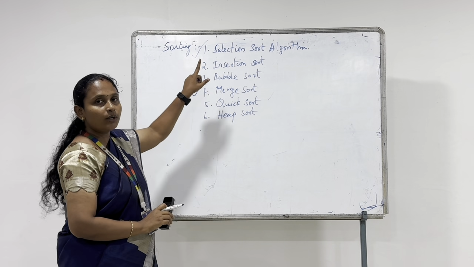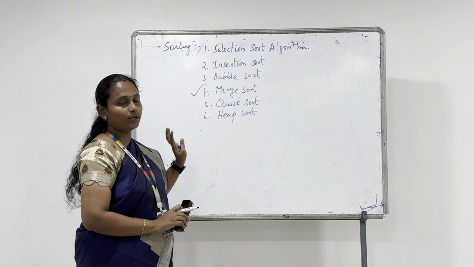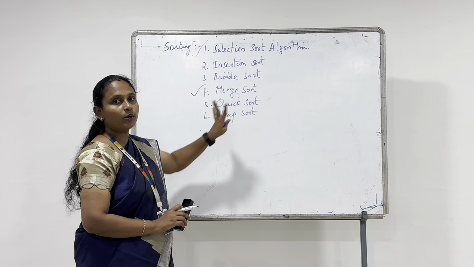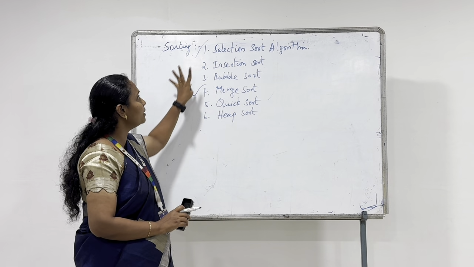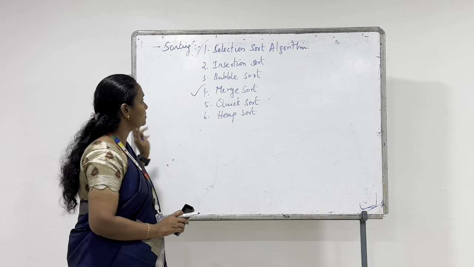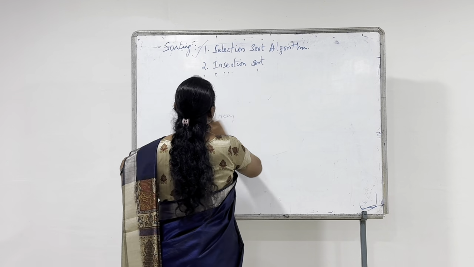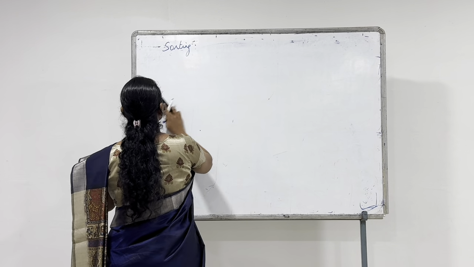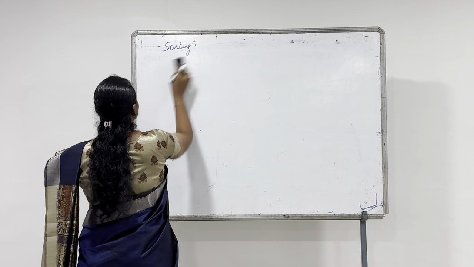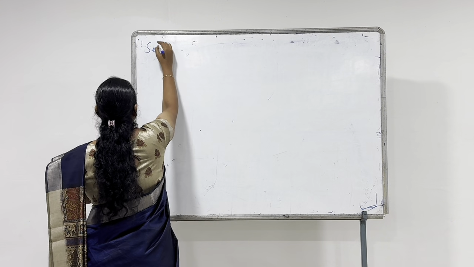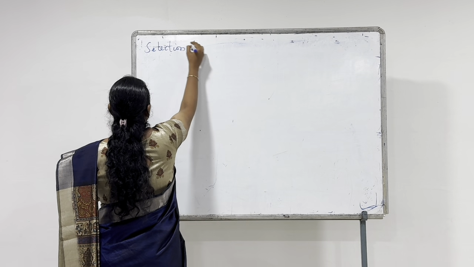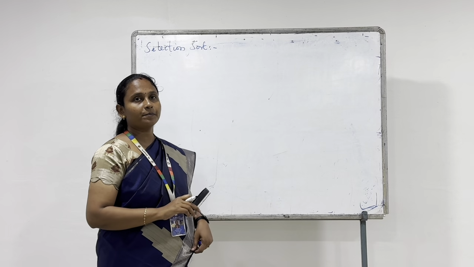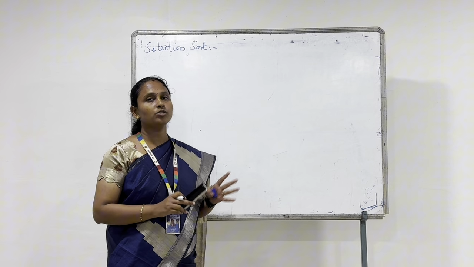Selection sort is a comparison based sorting algorithm, and merge sort uses the technique of divide and conquer. I am going to explain these two sorting algorithms today. So what is selection sort? How is it different from all other sorting algorithms?